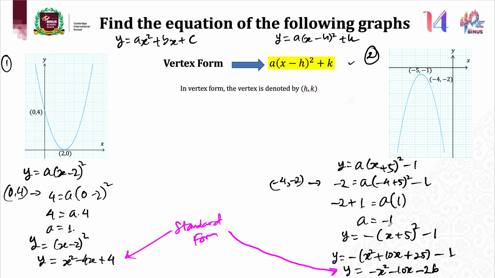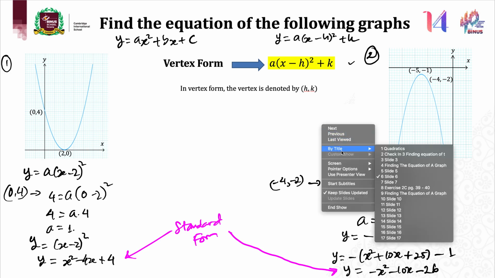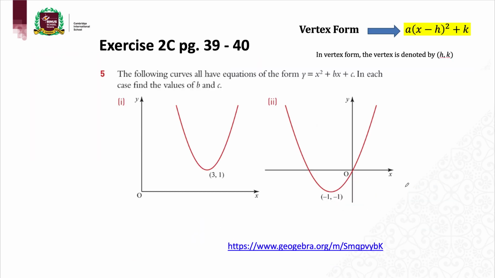Okay, so let's continue to see another example. Now, the following curves all have equations of the form y equals x squared plus bx plus c. Note that you still have a, but a equals 1 in this case, right? In each case, find the value of b and c. Okay, so you are given only one point, which is the vertex.